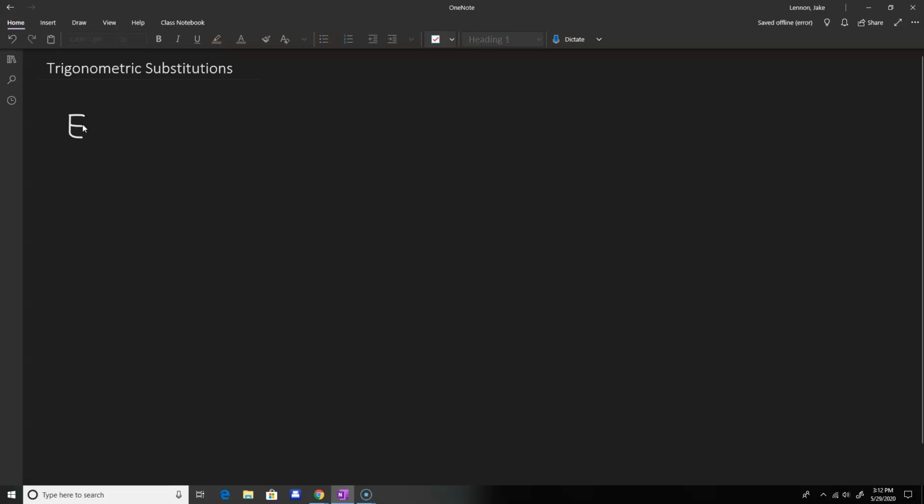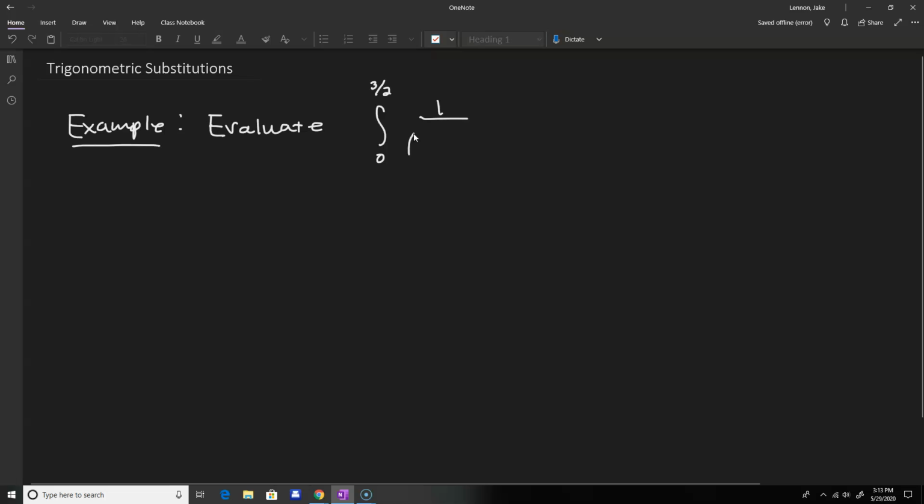Let's go ahead and evaluate the integral from 0 to 3 over 2 of 1 divided by the quantity 9 minus x squared raised to the 3/2 dx. Now this is a pretty complicated looking integral. There's a lot of things going on, and a lot of the standard techniques we have aren't going to be useful here. But let me just show you the substitution and then watch how everything works out.